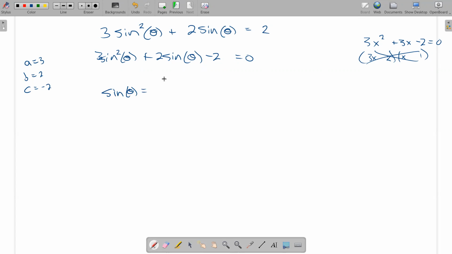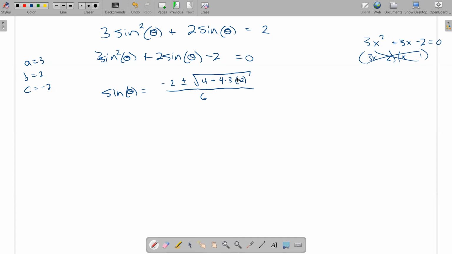equals, and then use my formula, negative b plus or minus, so let's actually put in the numbers, plus or minus the square root. And here I usually slow down to be careful, b squared. So 2 squared is 4. I can do that in my head, but I'm going to slow down here, minus 4 times 3 times negative 2. Negative times a negative is a positive, all over 2a, 6.